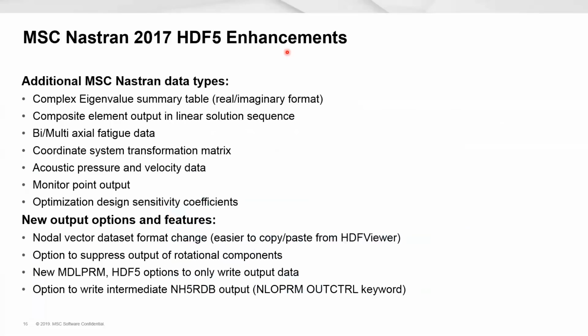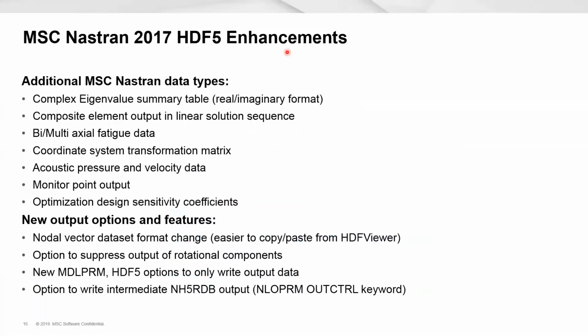And then in 2017, there were a number of enhancements. So we added a summary table for complex eigenvalues. So complex eigenvalues are already written. We added a summary table, added some composites output for linear, and an additional enhancement for optimization for design sensitivity. I'm not going to go through all the bullets, but highlight some of the key ones. And then there were some new features.